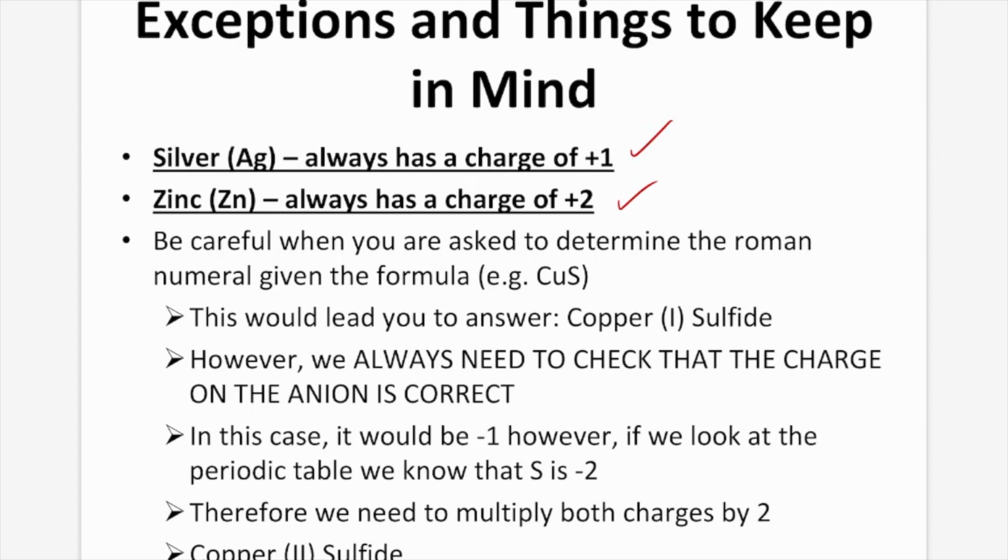So for example, CuS. What you would normally do is write copper 1 sulfide, because you take the 1 from here and bring it up top, and the 1 from here and bring it up top, and you'd be left with copper 1 sulfide. However, you need to check that the charge on the anion is correct. This is super important. Sulfur has a charge of -2, so we need to keep that in mind. So in this case, it would be a -1.